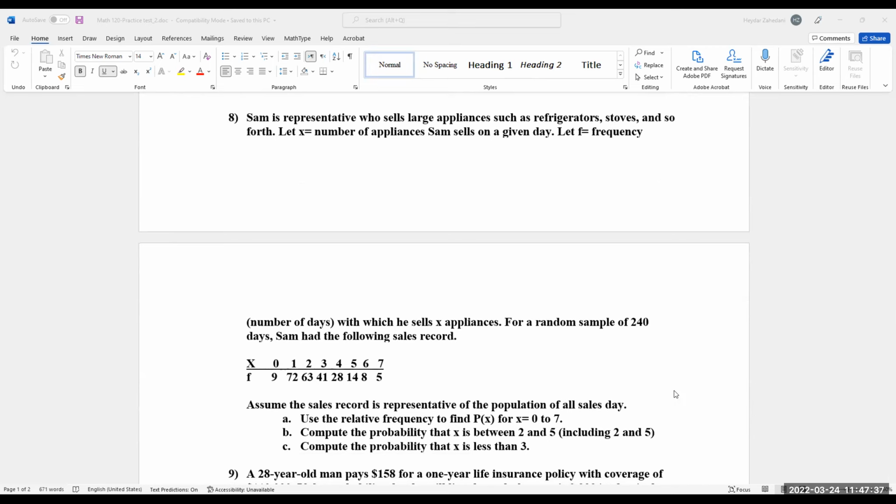Problem number 8, you see we give you a table. The table contains the x, the variables, and the frequencies, not the probability. And we ask the question regarding the P of X. So for this case, x is what? It is the number of appliances such as refrigerators, stoves, etc. that somebody is selling. X is the number of those things that we have.